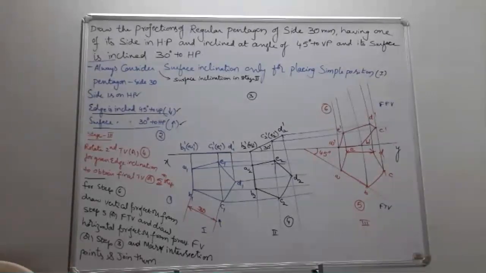I just write how you can obtain your step 6. All of you just note it. For step 6, draw vertical projectors from step 5 or the final top view. Next, draw the horizontal projectors from the previous front view or from step 3. And mark the intersection points and join them for obtaining the final front view. That is what I have written there.